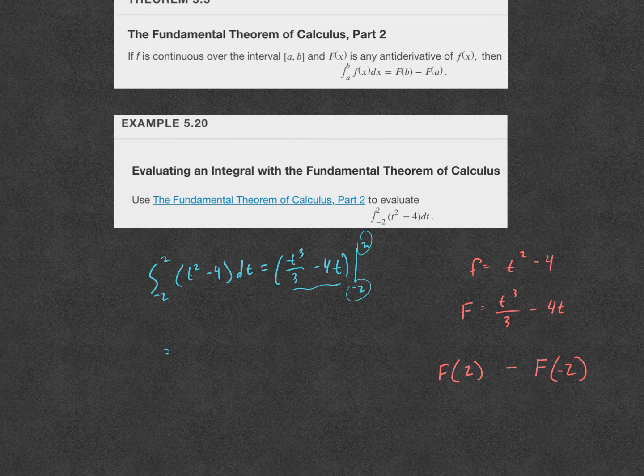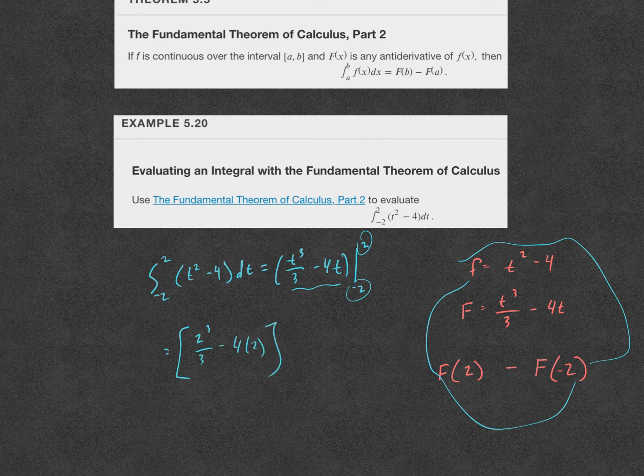So this is what's going on, what we're doing, and on the left is just how we write it in practice. So substituting in my top bound, 2 cubed over 3 minus 4 times 2, there's the top bound, minus the bottom bound, -2 in parentheses cubed over 3 minus 4 times -2.